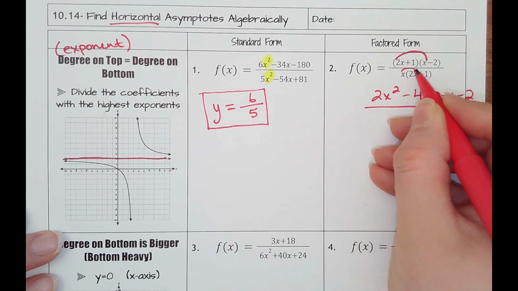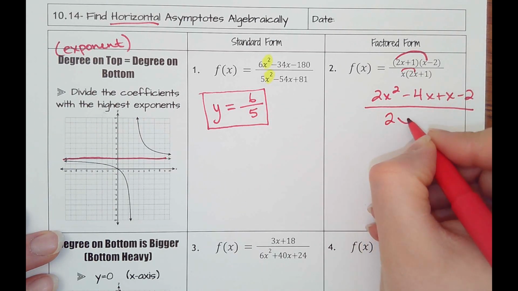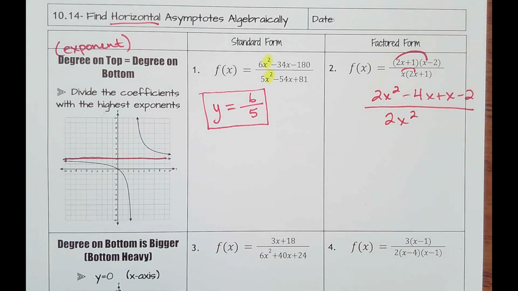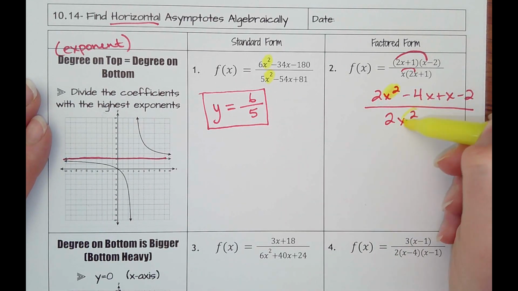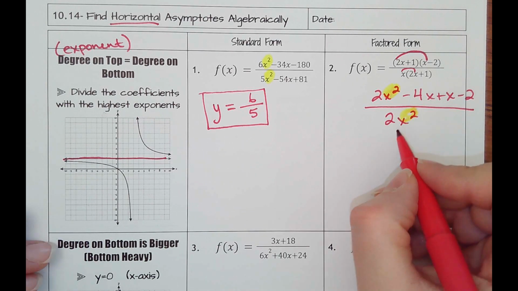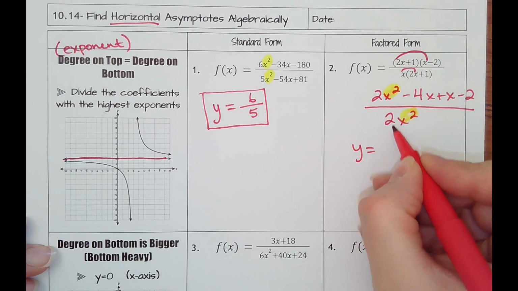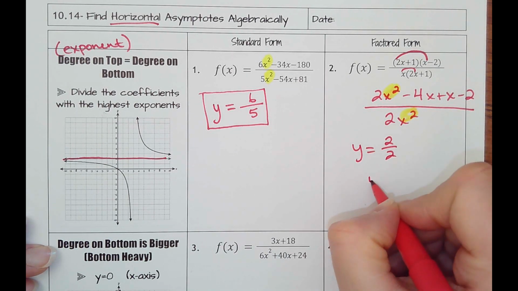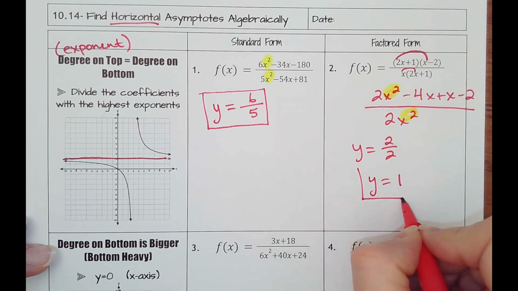And then this, I just need to take 2x times x, which is 2x squared. I don't care about the other term. So I look and I see, hey, it's an x squared over an x squared. They match. So y would equal, I'm going to divide 2 by 2, which means y equals 1 would be the horizontal asymptote.